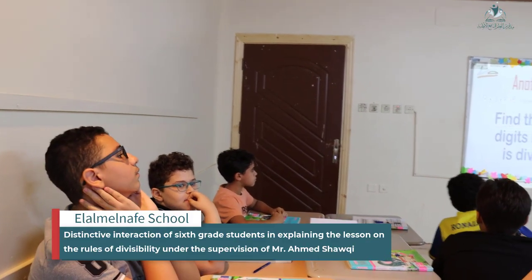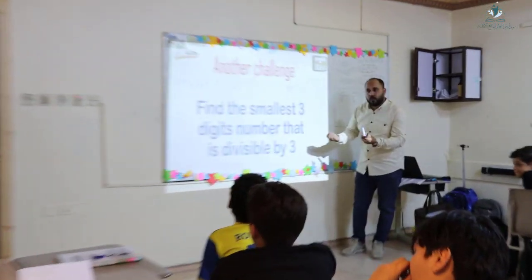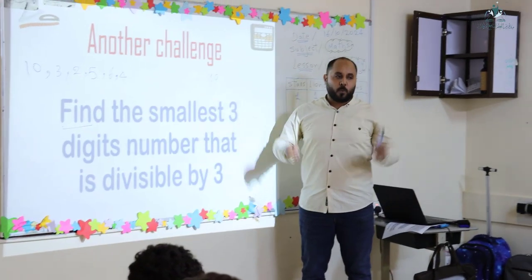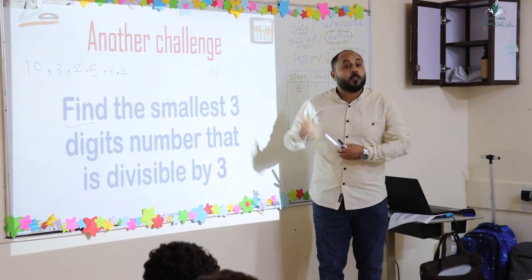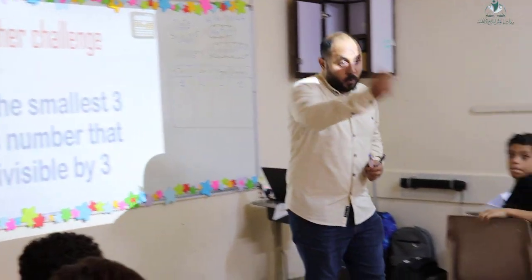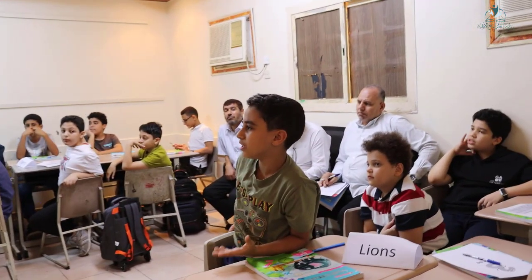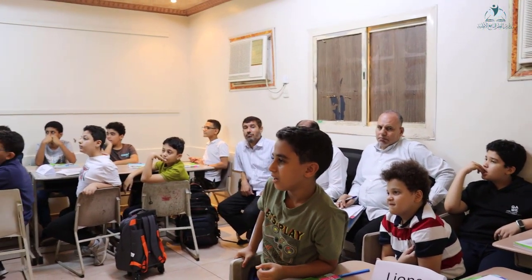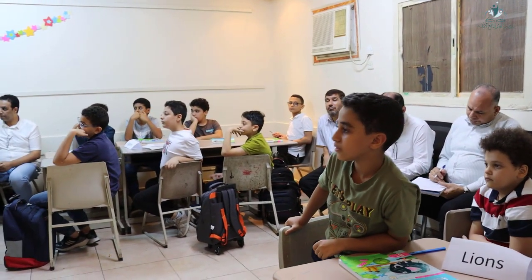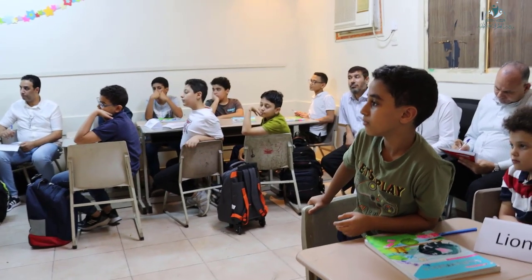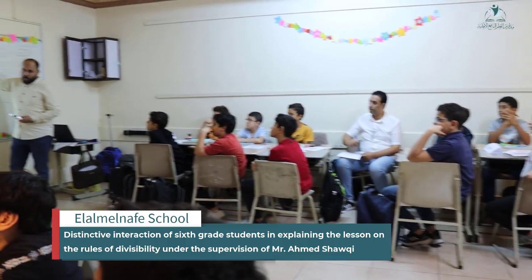0 plus 0 is 0. 0 plus 1 is 1. Is 1 divisible by 3? No. So this number is not divisible by 3. Make it 101. Is 101 divisible by 3? Why? If we add the digits, 1 plus 0 plus 1 is 2. Is 2 divisible by 3? No. Excellent. So this number is not divisible by 3.